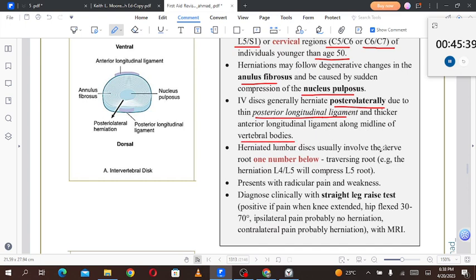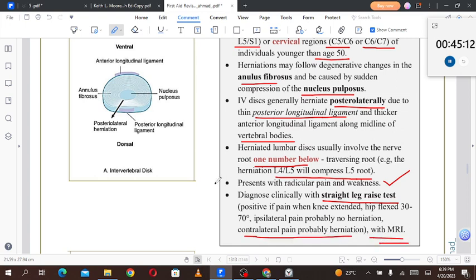A herniated lumbar disc usually involves the nerve root one number below, the traversing root. For example, a herniated L4-L5 will compress the L5 root. Present with radicular pain and weakness. Diagnosed clinically with a straight leg raise test. Positive if there is pain when the knee is extended and the hip is flexed 30 to 70 degrees. Ipsilateral pain, probably no herniation. Contralateral pain, probably herniation, confirmed with MRI.